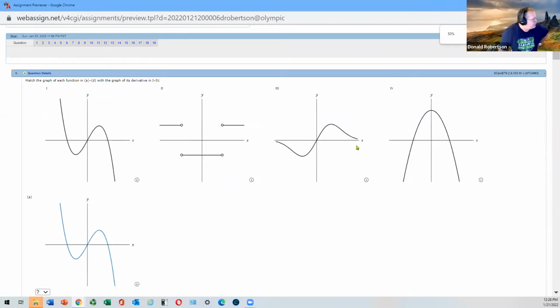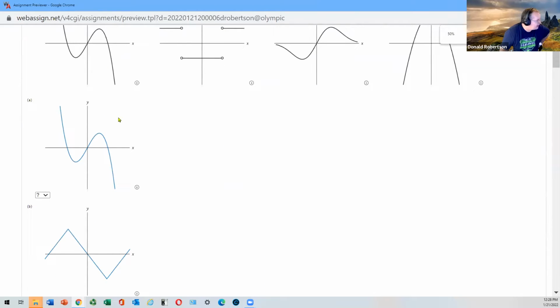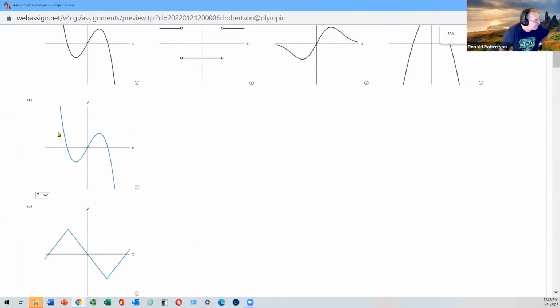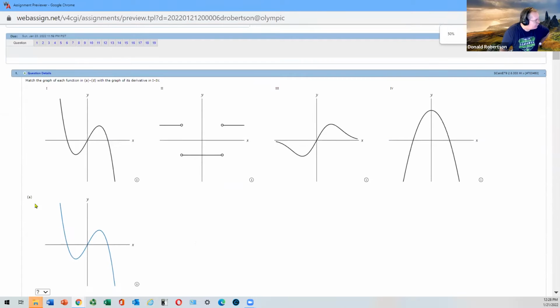In this question, match the graph of each of the functions a to d with the graph of its derivative. So here is a. One of these 4 pictures ends up being a. And if you take that curve and you do all the stuff, and then you get the answer, you will see a picture that looks very like one of these. It's a bit hard for people to tell just by looking, but I can tell 1, 2, 3, or 4.